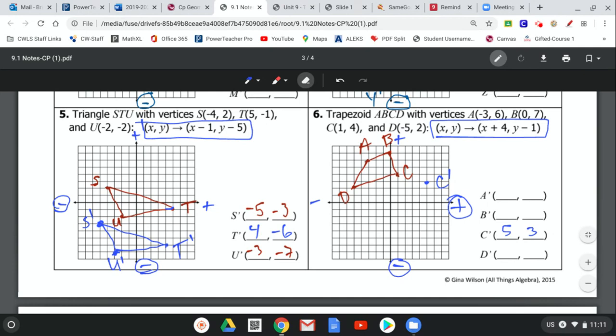So what I want you guys to do is finish out number 6 here, and I don't think it's too difficult. We got the direction you're going, so find B prime, A prime, and D prime. And once you do that, check your answers on the note sheet on Canvas, okay?